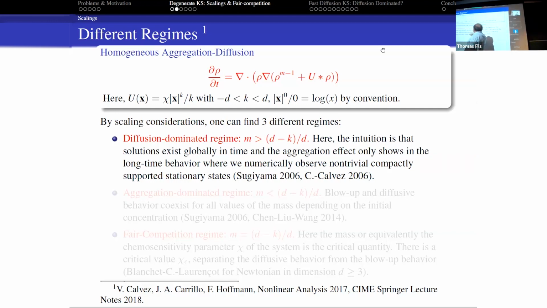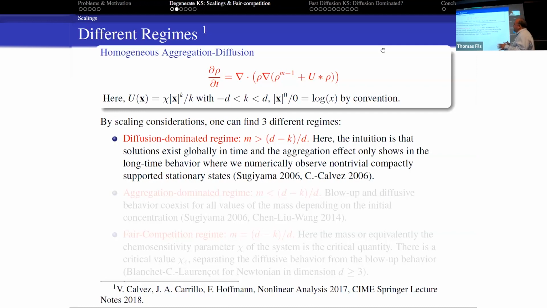So if you do that algebra, you realize that you may identify at least formally different cases. The case in which m is larger than 1 minus k over dimension corresponds to the fact that when you do this scaling, it is more energetically favorable to spread than to concentrate. What do I mean? If you concentrate, your energy increases. If you spread it, your energy decreases. Since you are minimizing, it makes more sense, looking for minimizers, to spread the density. That's why I call it the diffusion dominated regime, because when m is larger than that value, if you are going to minimize, it's better not to concentrate the density.